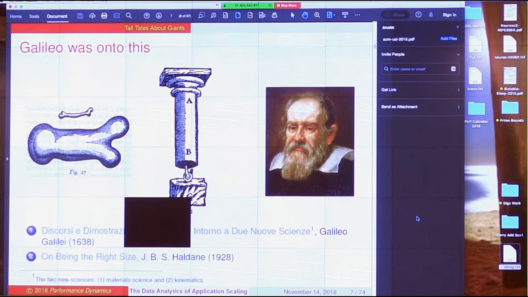All right, so this business of why there are no giants was really, in some sense, known to Galileo, but as I say, he published his book in 1638, and he understood that there was a connection between the amount of load that a system could handle and the structure of the system that was trying to bear that load. And one easy way to understand this is to look at that middle diagram I have here.